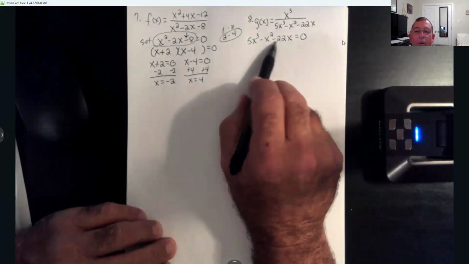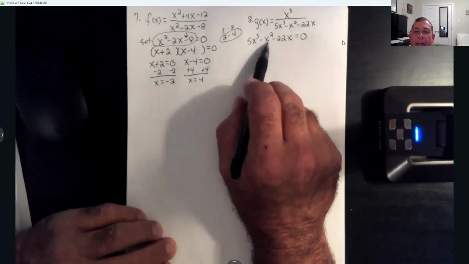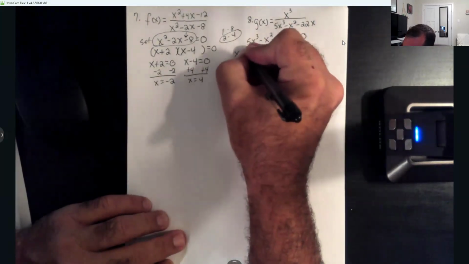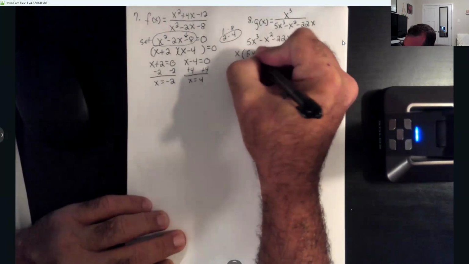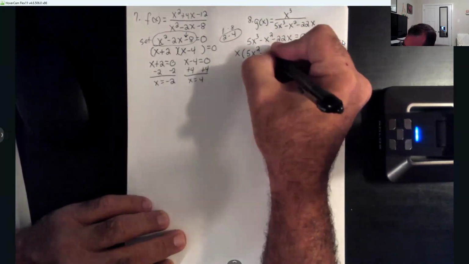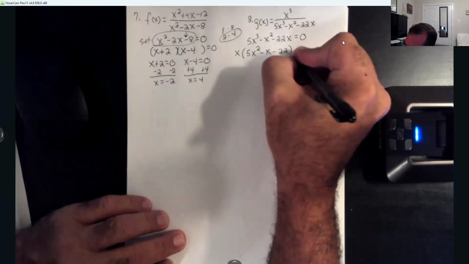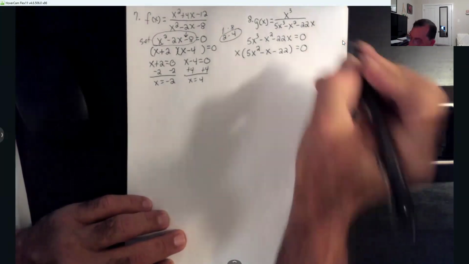Now, y'all, the first thing on this one, since you got an x here, an x here, and an x here, our first step would be to factor out an x. So that'll leave a 5x squared minus x minus 22 all equal to 0.